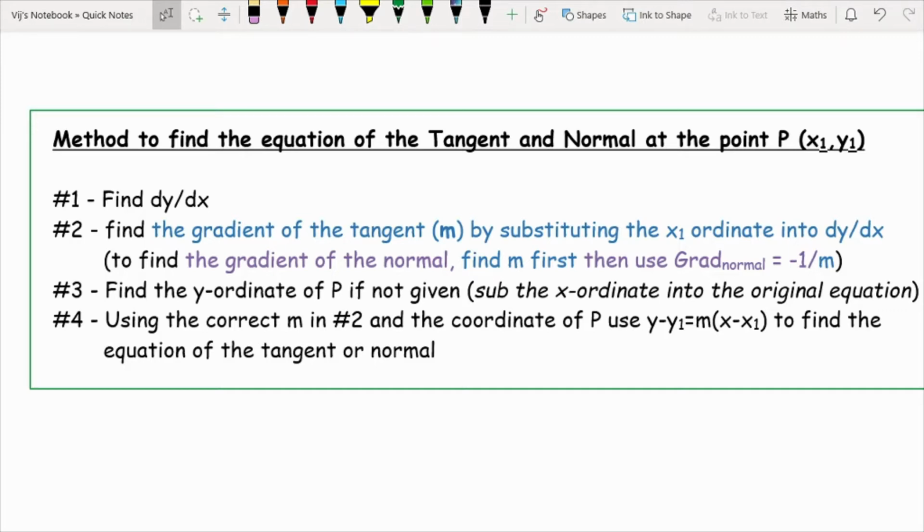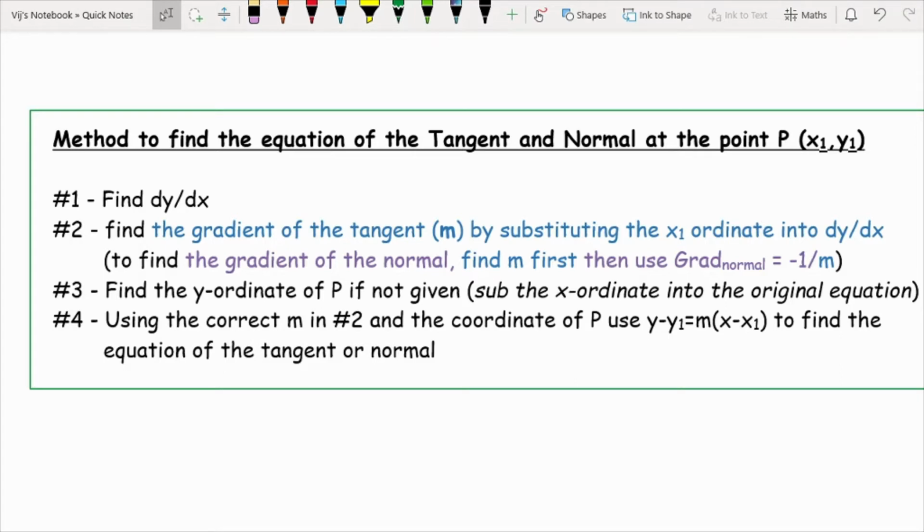And second step is then you find the gradient of the tangent by substituting the x ordinate into dy/dx. So typically in the question where you're asked to find the equation of a tangent or the normal, you'll be given at least the x ordinate. So to find the gradient of the tangent, you substitute that x ordinate into dy/dx. Now to find the gradient of the normal, what you need to do is find the gradient of the tangent first and then do the negative reciprocal of that. Because the two lines are perpendicular, if you're not too sure what I'm talking about, one thing I would probably recommend is that you get refreshed by watching the coordinate geometry video on parallel and perpendicular, and hopefully that step would make more sense.